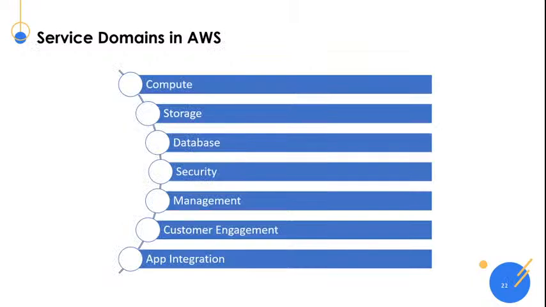Now the next is service domains in AWS. AWS provides its services in compute, storage, database, security, management, customer engagement, app integration, etc. Okay, now let me explain each of these domains one by one.